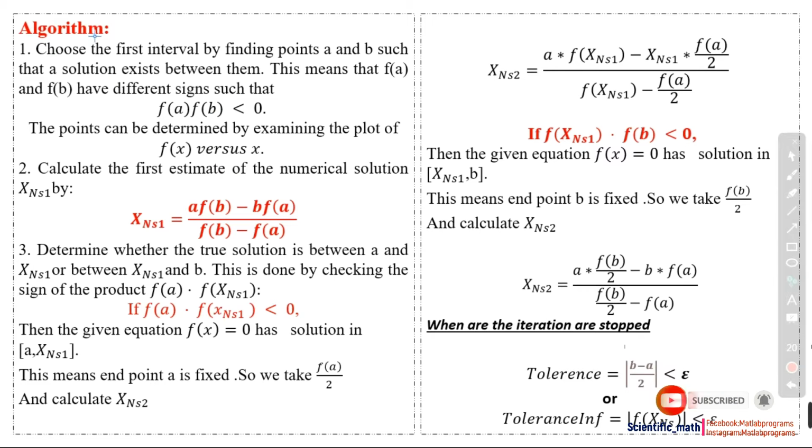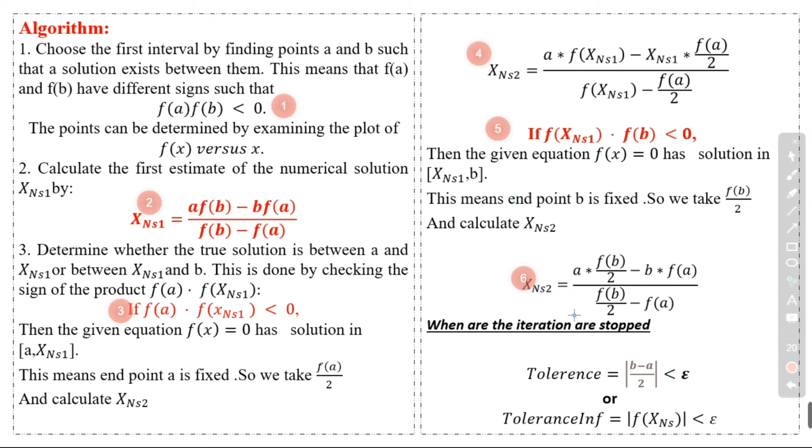Modified Regula Falsi method. So this will be our condition for the Regula Falsi method. If the product of f(a) and f(b) is less than 0, then we find the estimated numerical solution. After finding the estimated numerical solution, we check the product of f(a) and f(x1), and we use this formula, and then if the product of f(x1) and f(b) is less than 0, then we use this formula, okay.